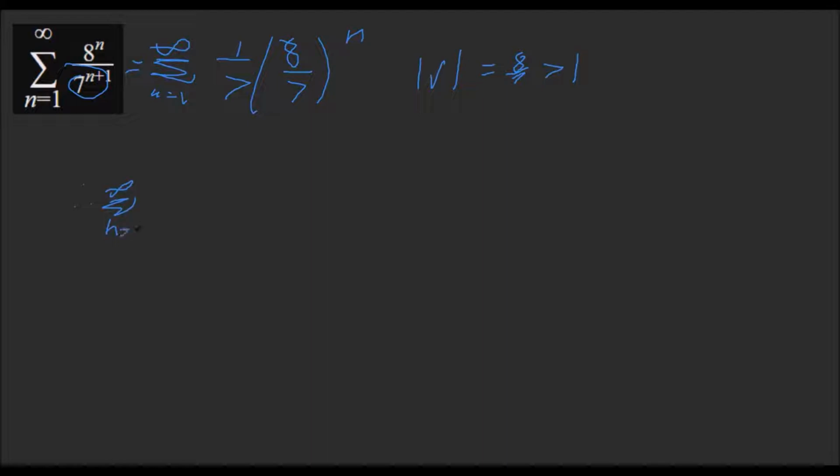The infinite series from n equals 1 to infinity of 8 to the power of n over 7 to the power of n plus 1 diverges by the geometric series test.